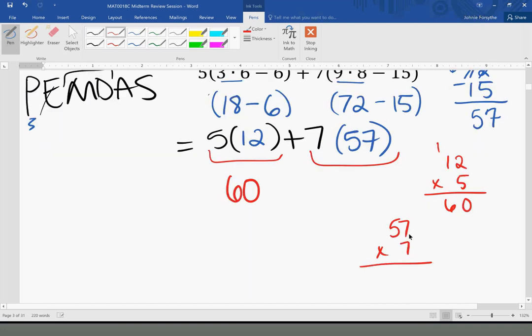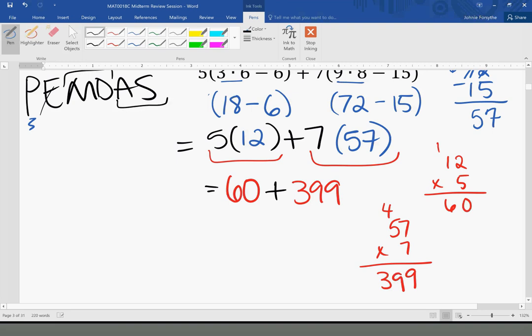57 times 7. So 7 times 7 is 49. We're going to write the 9 and carry the 4. 7 times 5 is 35, plus 4 will be 39. So we're going to have 60 plus 399.